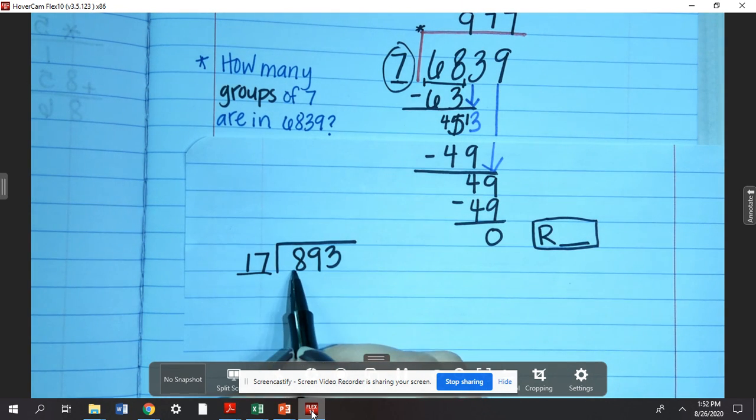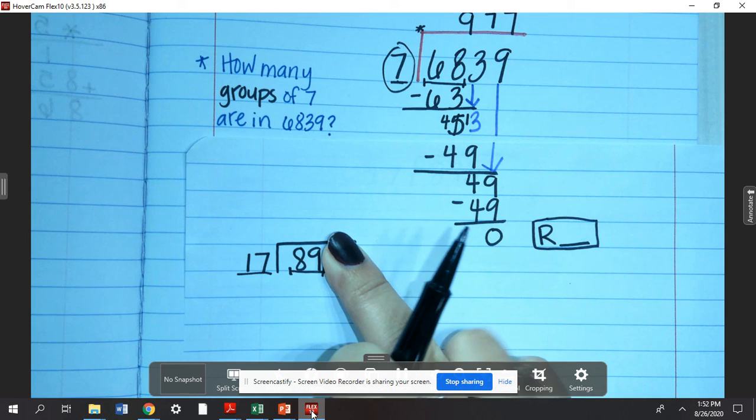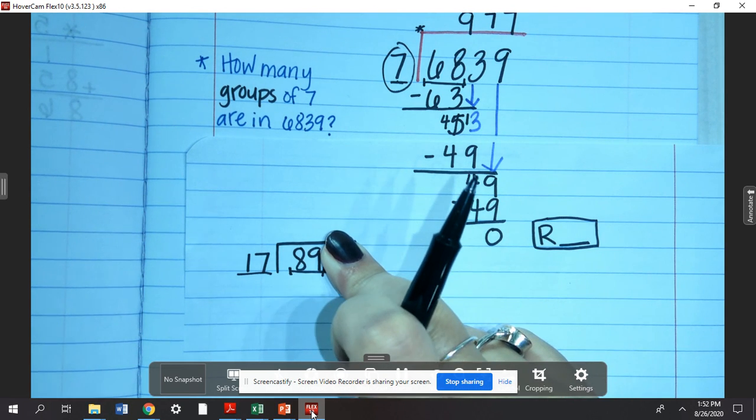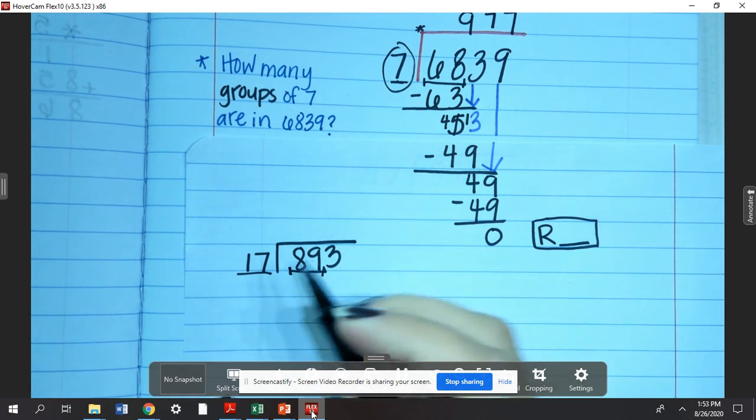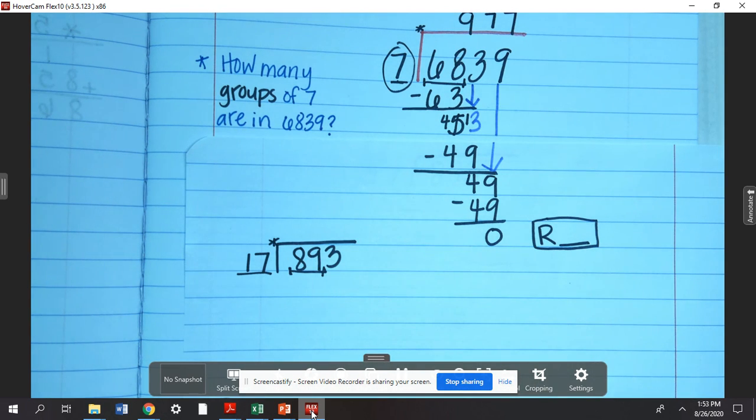So I'm going to look at both of these numbers here. So I'm asking how many groups of 17 are in 89. Now remember, this really isn't 89. It's actually 890. But it makes it a little bit easier when we just look at those two digits there. So what can I do? What can I multiply 17 by that's going to get me close to 89?